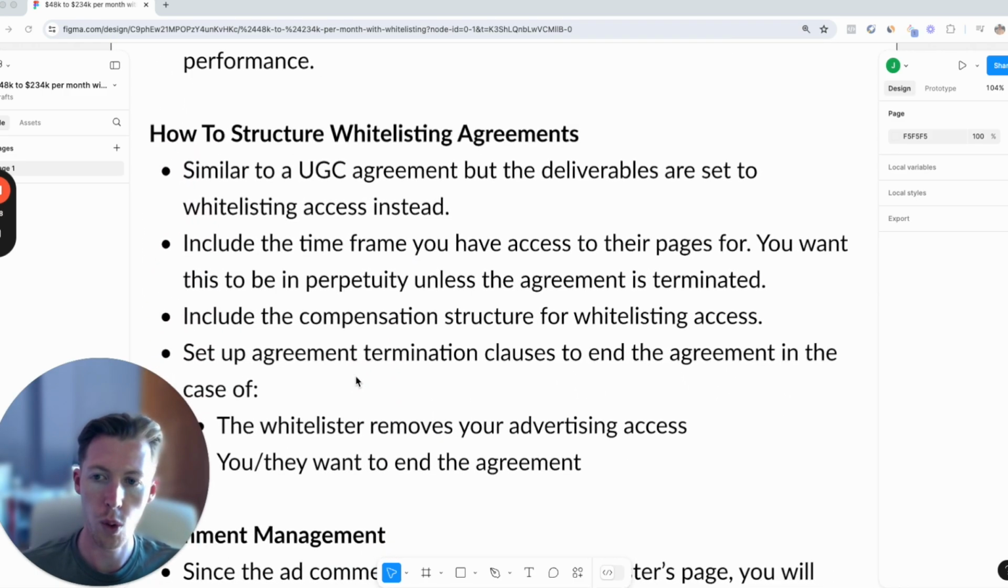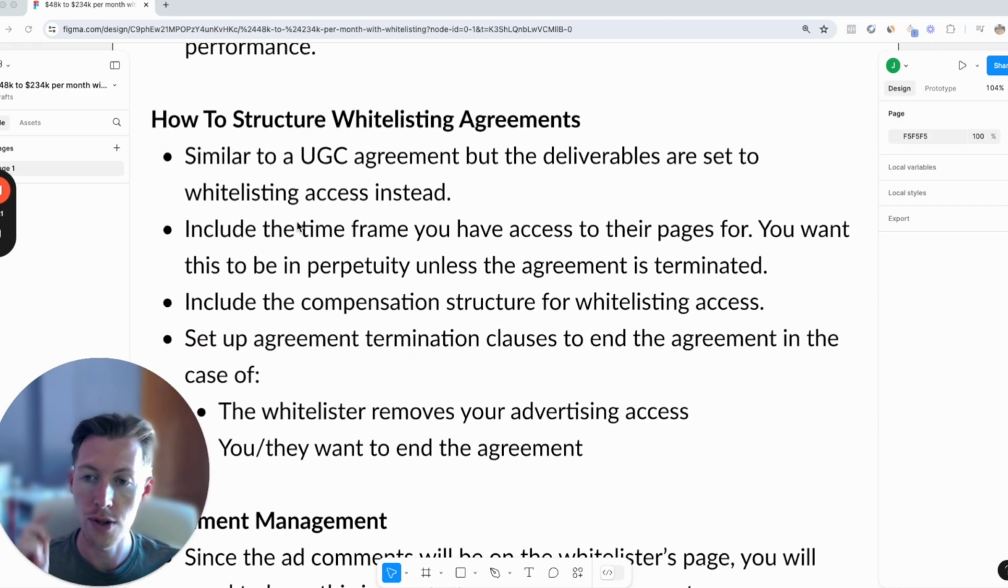So, how to structure whitelisting agreements. Very similar to a UGC agreement, but the deliverables are set to whitelisting access instead. So rather than someone delivering you content that you're then going to use for ads, the deliverable is just the whitelisting access, right? And it's very, very important to have a separate agreement just for this, because there are different terms and clauses.